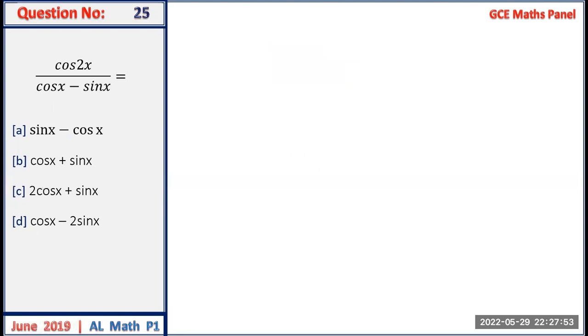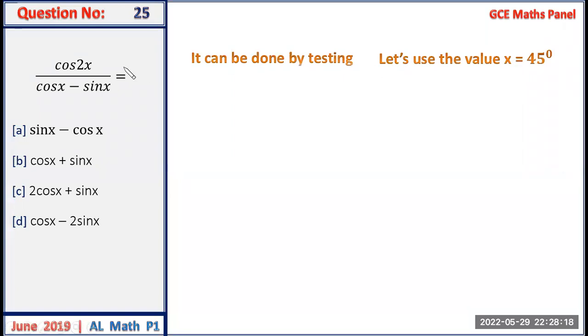Now cos 2x over cos x minus sin x is equal to this one. This one like this, there is no formula. You would have to test each of the answers to see which one is the correct one. So this can be done by testing. And I decided to avoid any value that would give cos to be 0 or sin to be 0. So I took cos 45.